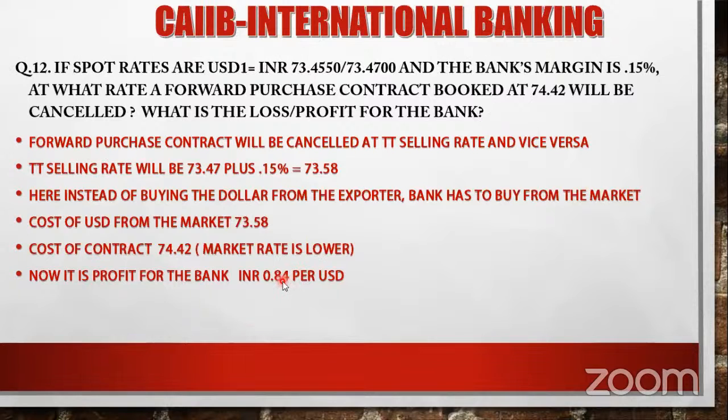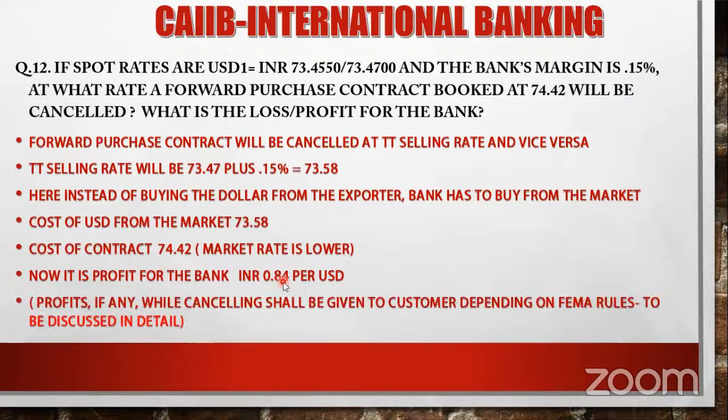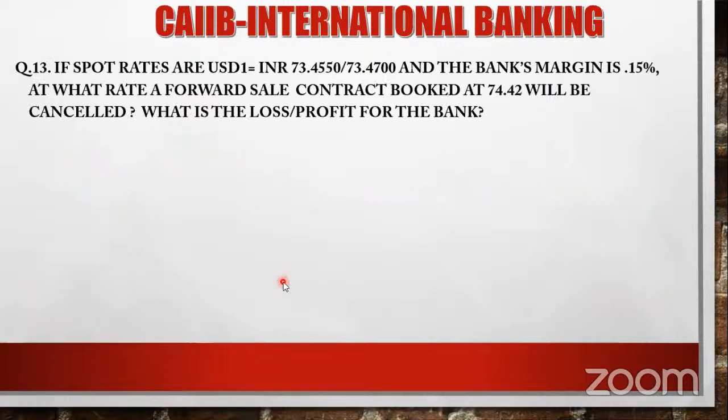How many of you understood? This is step by step. Now I will go to the next one. You have to calculate yourself. Okay? Smart. Now I have changed it. Same rate, now bank margin. Now I am telling you the rate for a forward sale contract. Earlier I asked a forward purchase contract. The same rate I am giving, 74.42.